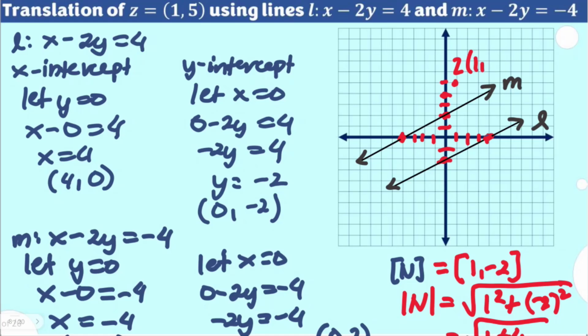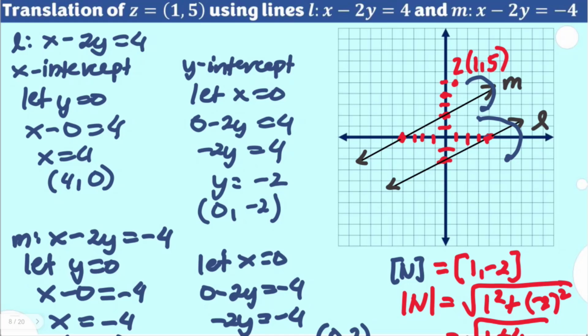That's (1, 5). So if we're going to translate that, we're talking about the double reflection of the said point, reflecting it on line M, so somewhere here, and then reflecting that on line L somewhere there. Cutting the middleman, this point here together with that line is actually the translation of the given point.